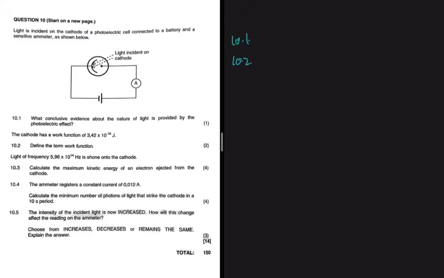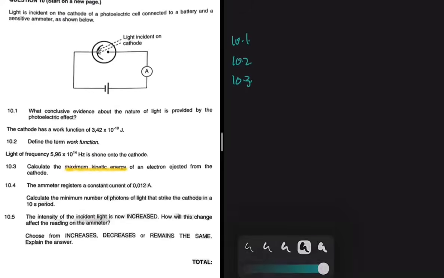You're going to define the work function, and I'm going to go ahead and do 10.3. So 10.3 is saying that light of frequency 5.96 times 10 to the 14 hertz is shone on the cathode. And then let's calculate the maximum kinetic energy of an electron ejected from the cathode. So we're given the work function, we're given the frequency incident. So if we have the frequency incident, then we can calculate the energy, right?